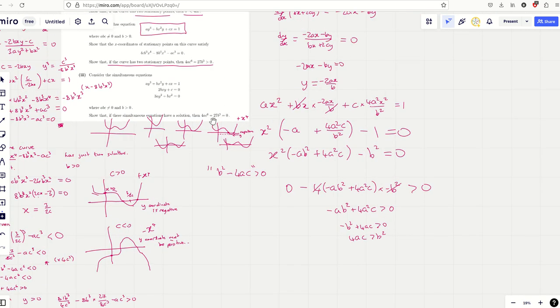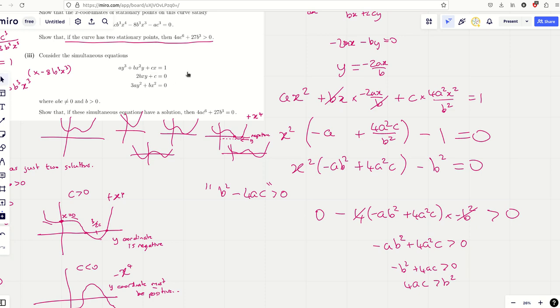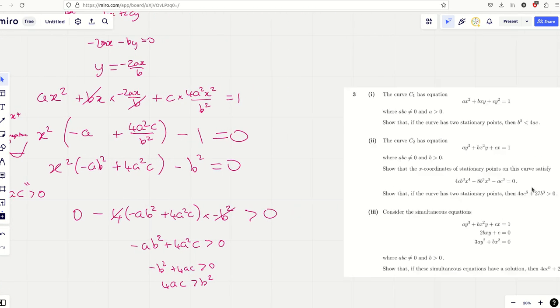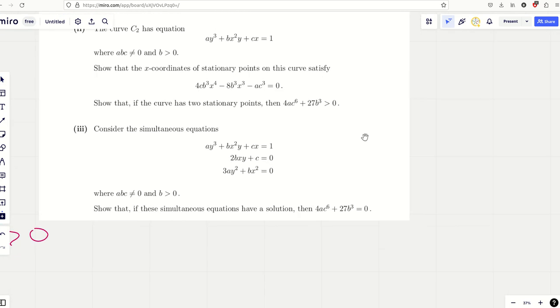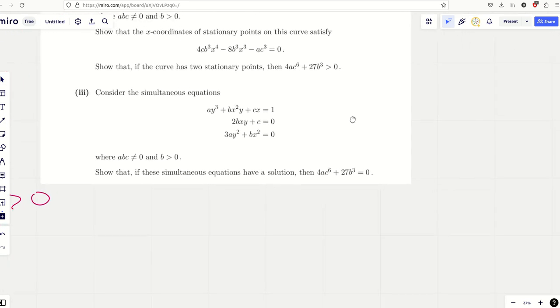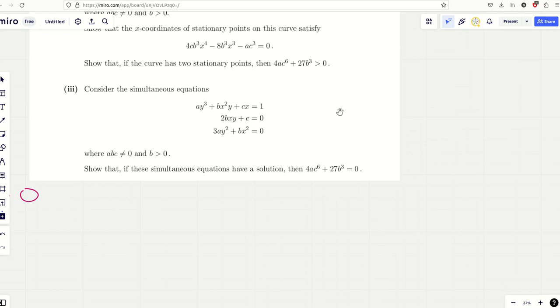Now, the very last part, part 3. Now, I hope some of the students who haven't done A2 maths yet can still have a go at this part, because honestly, you don't need anything from the previous parts really for this. You just need to be comfortable with the idea of solving simultaneous equations.